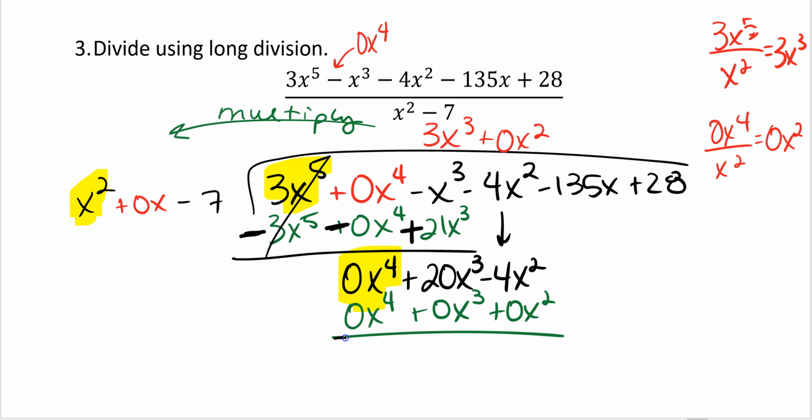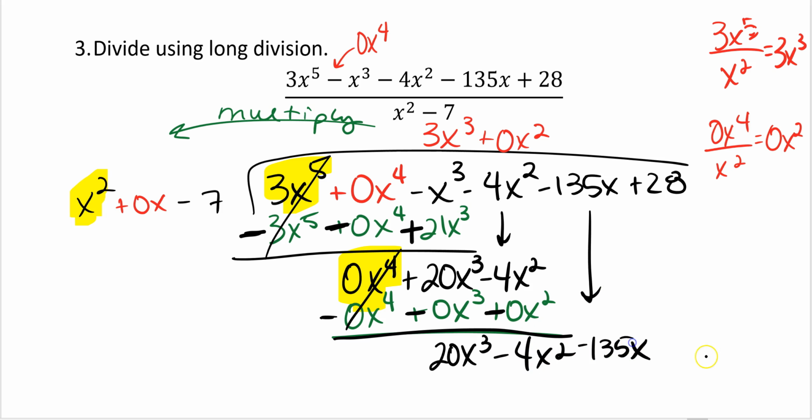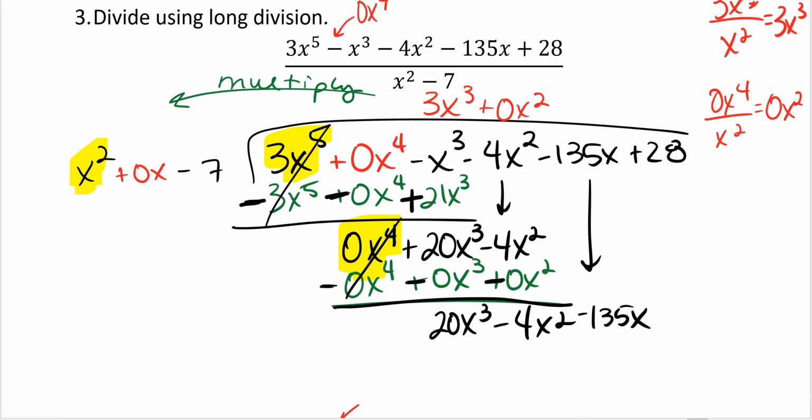Then we're going to subtract, so we are going to change all of the signs, which basically gives us 20x cubed minus 0x cubed is still 20x cubed. Negative 4x squared minus 0x squared is still negative 4x squared. Then we're going to bring down that minus 135x. So now take the leading terms and divide. So 20x to the 3rd divided by x squared equals 20x.